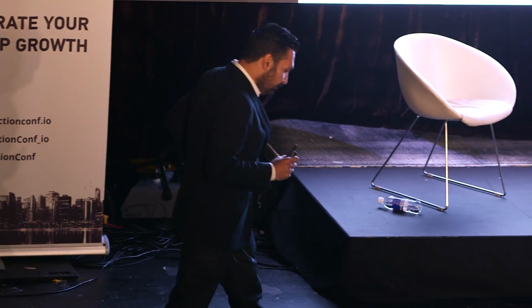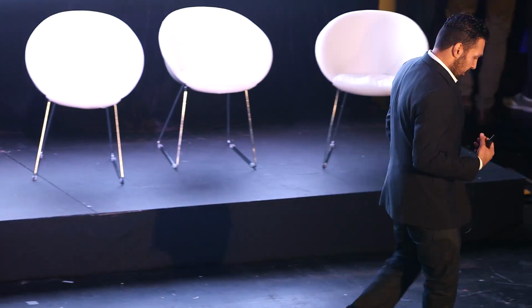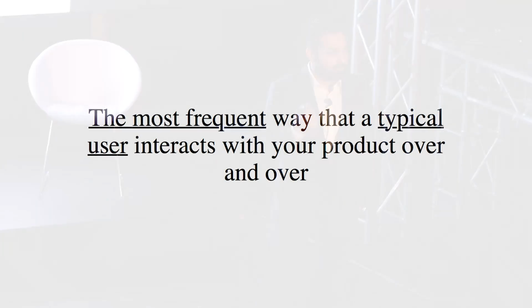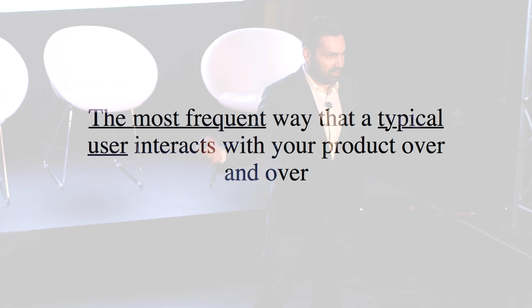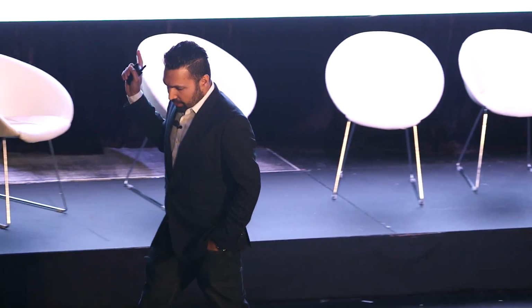All right, so I define primary atomic use case of a product, and I'll go through a bunch of examples to give you a sense of what I mean by this, as the most frequent way that actual users, typical users, use your product over and over again. And I underline two things, the most frequent and typical user.